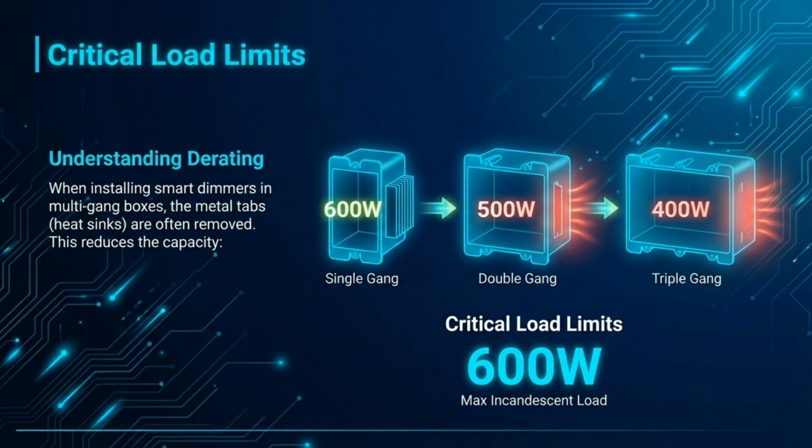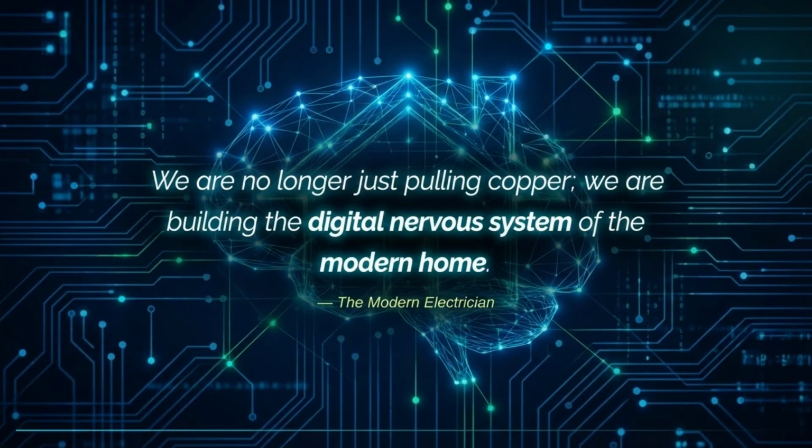Understanding critical load limits and derating is essential. When installing smart dimmers in multi-gang boxes, removing heat sinks reduces capacity from 600 watts to 400 watts in a triple gang. We are no longer just pulling copper. We are building the digital nervous system of the modern home.